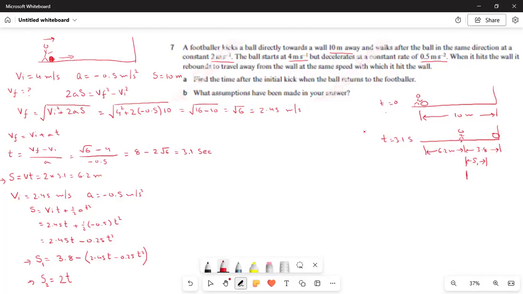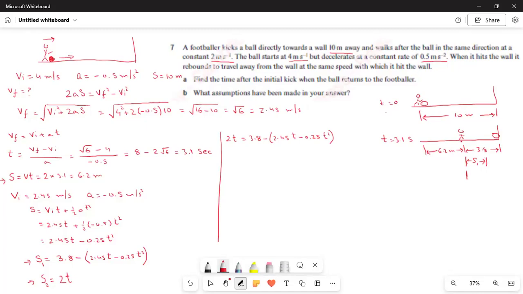Okay, so now at some time they will be meeting each other. So this S1 and S2 will be equal. So I would say that this 2t would be equal to 3.8 minus 2.45t minus 0.25t square, right? So we need to simplify this and find the value of t.